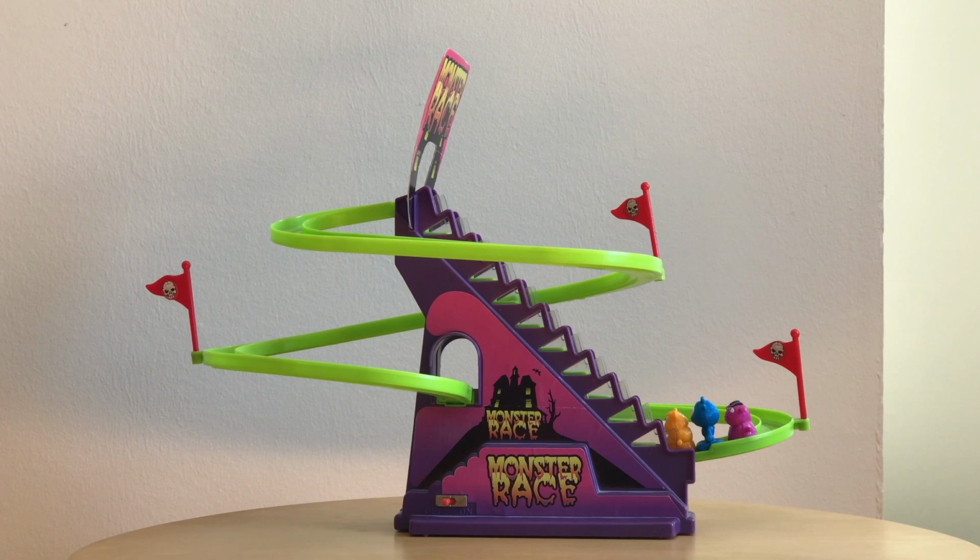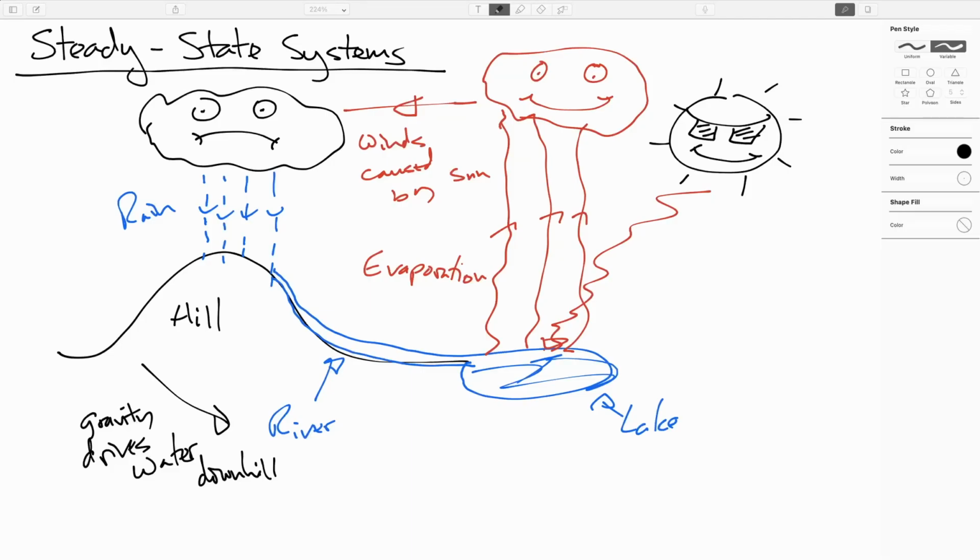This turns out to be an example of what's called a steady state system, which is a state of disequilibrium that is being continually maintained at a certain level by some external agent. So let's start looking at steady state systems by looking at an example you've probably seen before. You may remember seeing a diagram looking something like this when you were learning about weather systems and the water cycle.